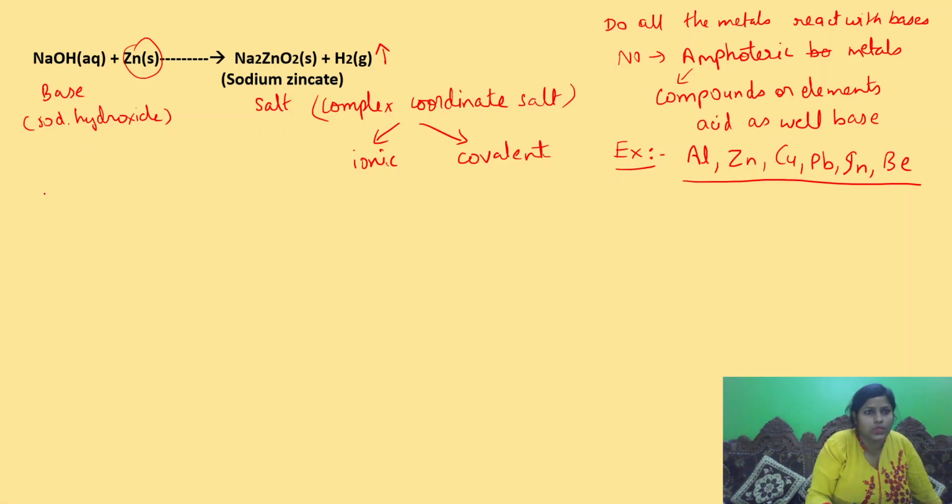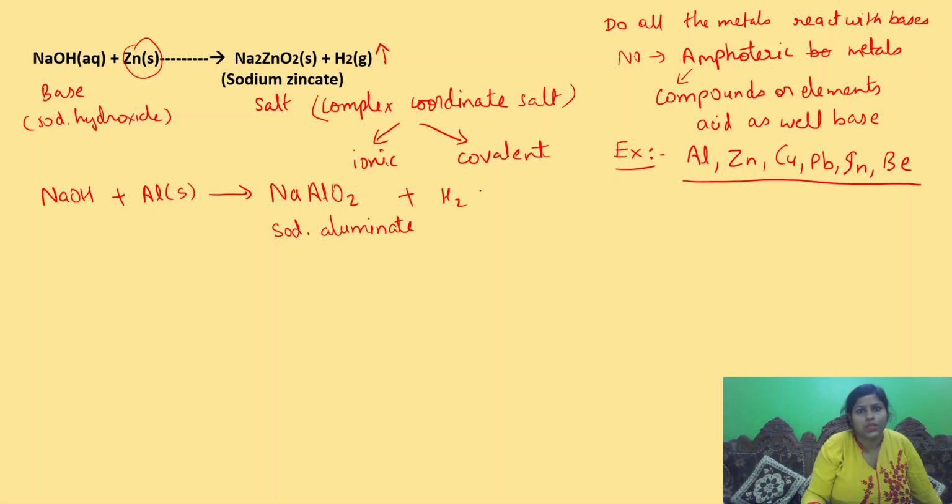I can take one more example, like sodium hydroxide plus aluminium. This is the important reaction. What will be formed? NaAlO2. This is sodium aluminate plus hydrogen gas is released. So these two are very important reactions.